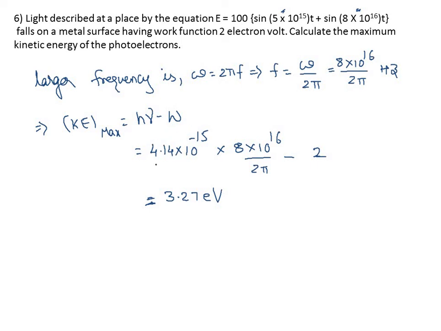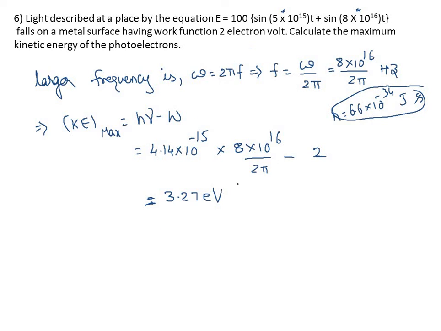Look here, you might have asked me, sir, how did you substitute that h value as 4.14 into 10 power minus 15. Remember, we know that h equal to 6.6 into 10 power minus 34 joule second, right? Now convert this joule second into electron volts, since on the right hand side you have that 2 electron volt, right? The work function is given as 2 electron volt. Convert that into joule. Either convert the Planck's constant value into electron volt, or convert the given work function from electron volt into joule. You do either, but at the end we have to represent the answer in electron volt, since the given values are in that.